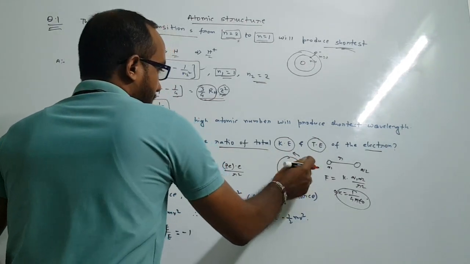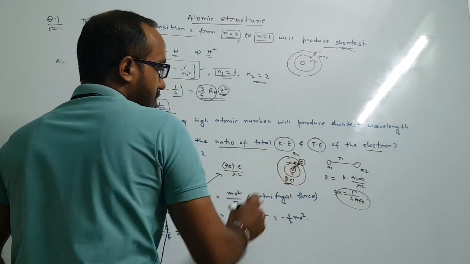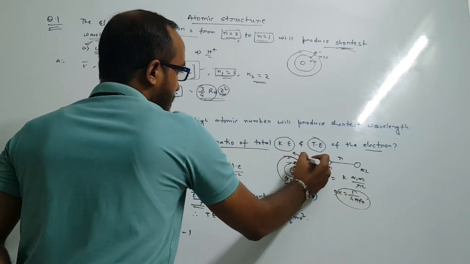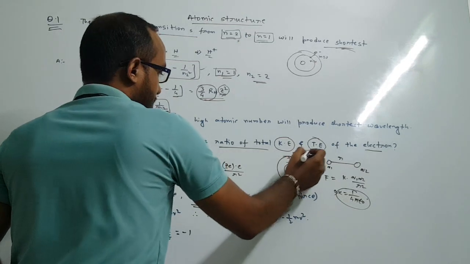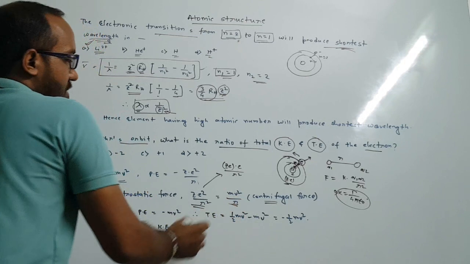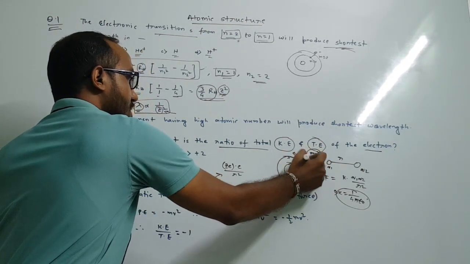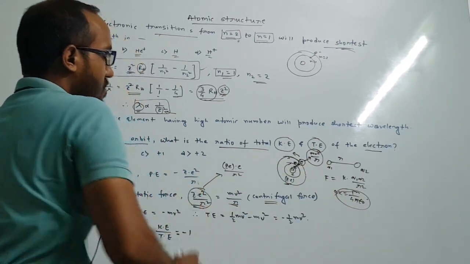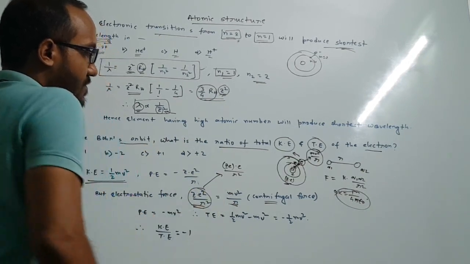Now if the proton is attracting the electron towards itself, then it should collide with the nucleus, but that doesn't happen because it is revolving around the nucleus, so it has a centripetal force, which is balanced by the centrifugal force. What is the centripetal or centrifugal force? That is mv square by r. So this mv square by r should balance with this electrostatic force of attraction. So Z square by r square should equal mv square by r.